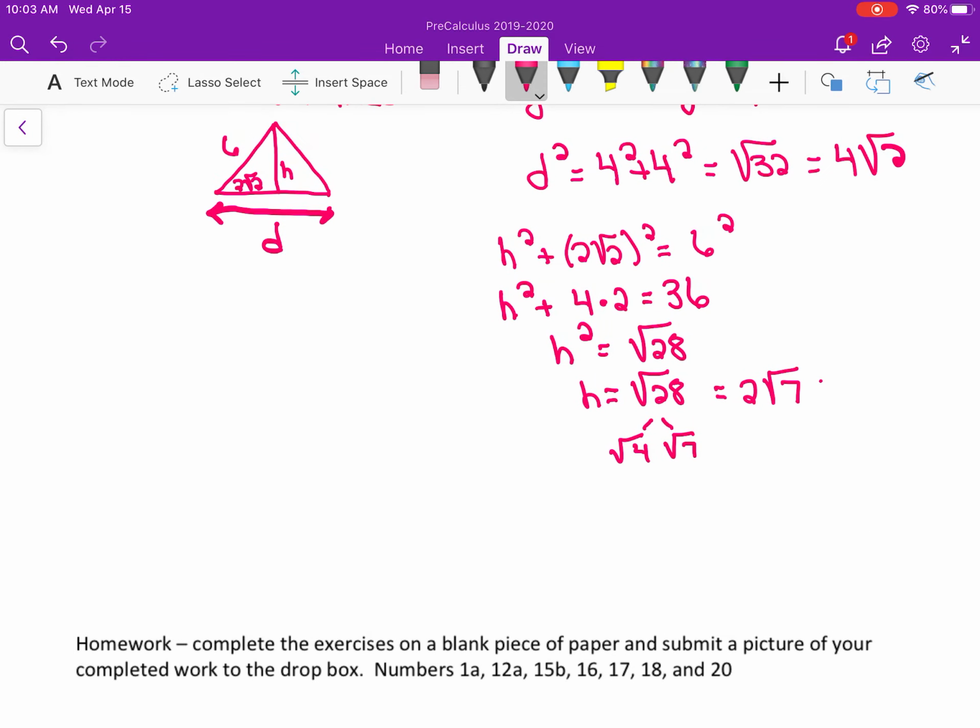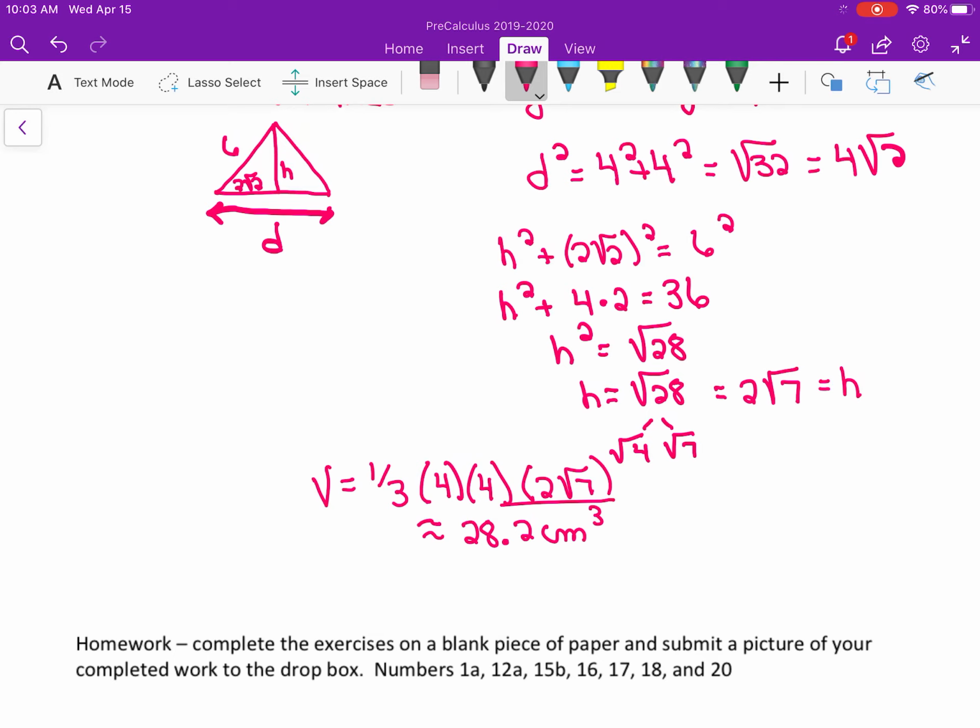All right, and now we have everything we need to find the volume. So the volume is going to be 1/3. The area of the base is just 4 times 4, and then times the height, which is 2 root 7. All right, and this is 28.2 centimeters cubed when you put that in your calculator.